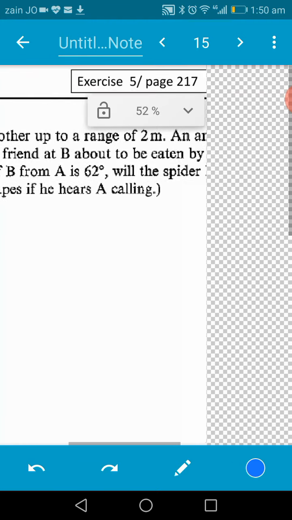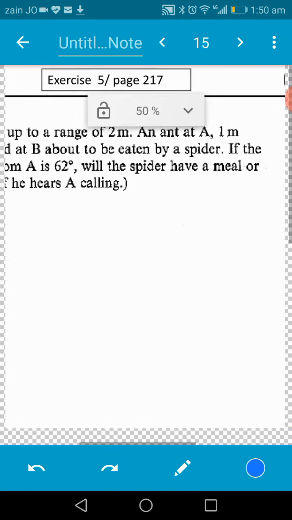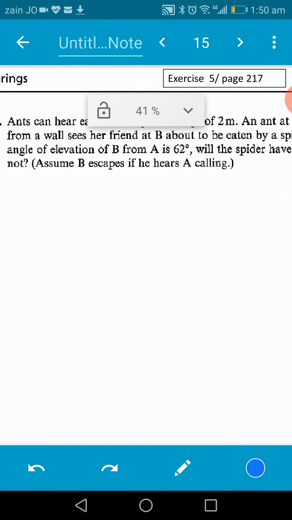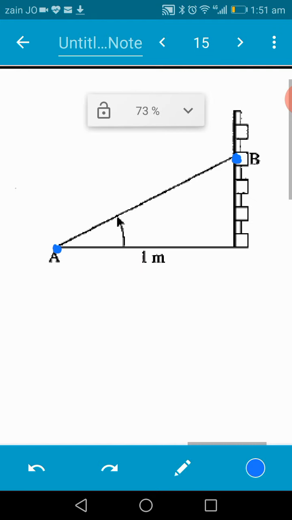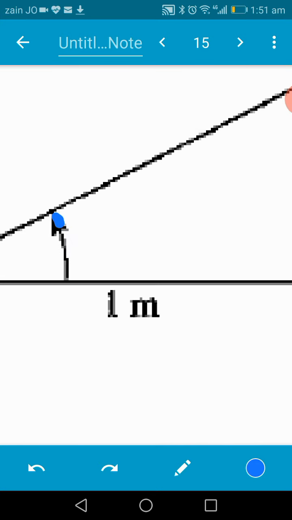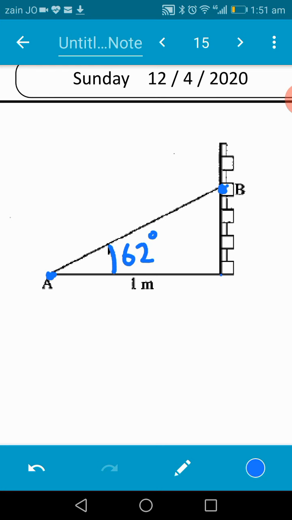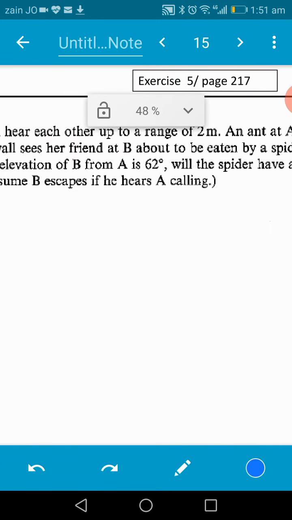From a wall sees her friend at B about to be eaten by a spider. There is a spider that wants to catch one of them. If the angle of elevation of B from A is 62 degrees. The angle of elevation means you are standing below and looking upward. This is the elevation of B from A, from A to B, is 62. Here is A and here is B. Where is the angle of elevation? This angle equals this one, 62 degrees. As we said, this angle of elevation is measured from the horizontal line as you look up, so this angle is called the angle of elevation.